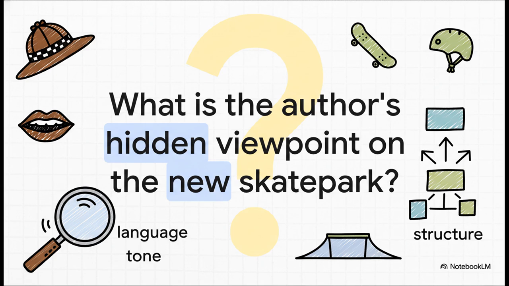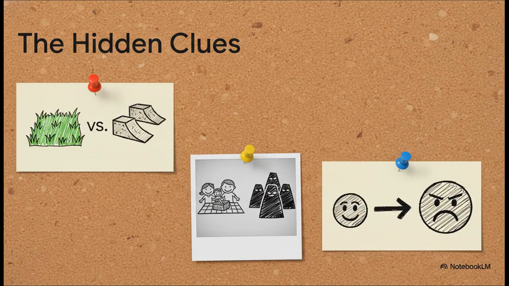So, put on that detective hat one last time. I want you to analyze the language, listen for the tone, map out the structure. What is the author's hidden viewpoint on this new skate park? Okay, detective, did you find the clues? Let's break it down. First, language.